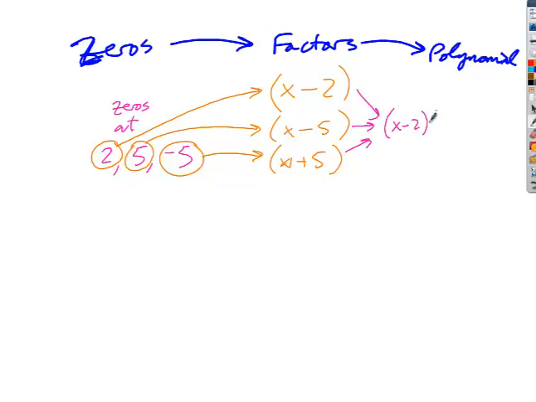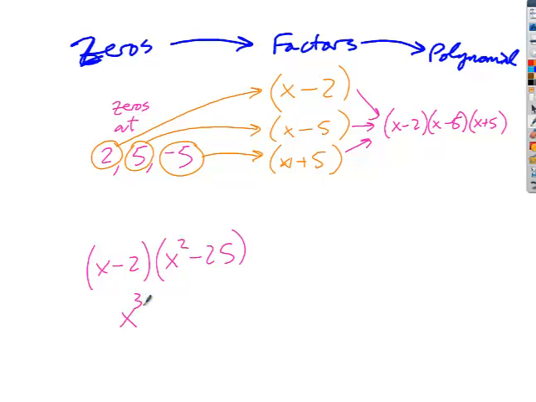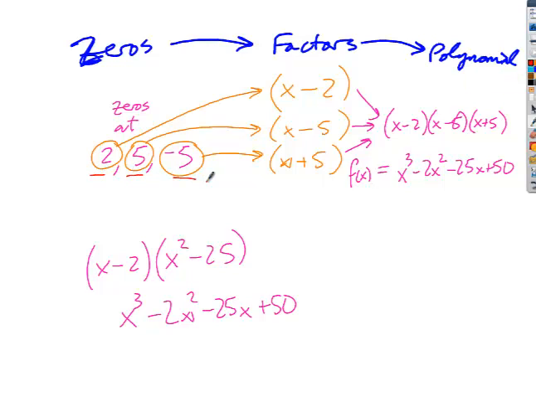X minus 2 times x minus 5 times x plus 5. So I do that over here. I know that these two multiply to make x squared minus 25. And if I keep multiplying, I get this, and this, and this. So my polynomial finally... So now I know I have a polynomial function with zeros at 2, 5, and -5.